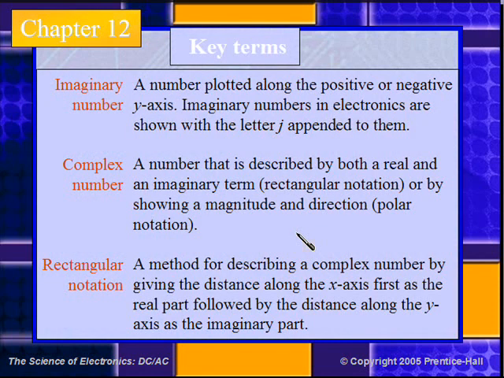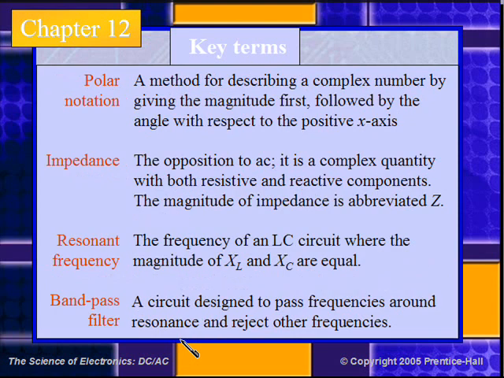Key terms. An imaginary number is a number plotted along the positive or negative y-axis. Imaginary numbers in electronics are shown with the letter j. A complex number is a number that is described by both a real and an imaginary term, or by showing a magnitude and direction in polar notation. Rectangular notation is a method of describing a complex number by giving the distance along the x-axis first, the real part, followed by the distance along the y-axis, or the imaginary part.